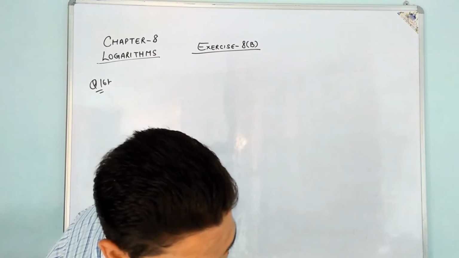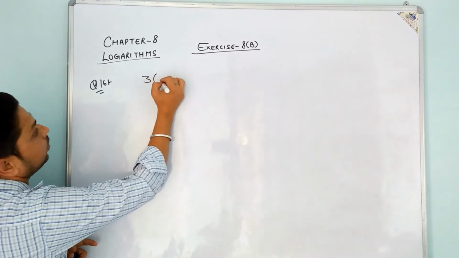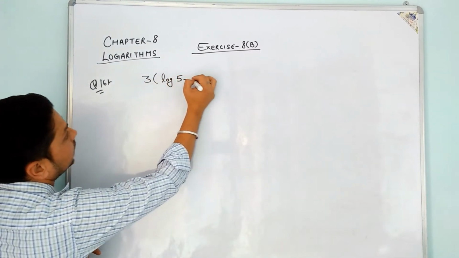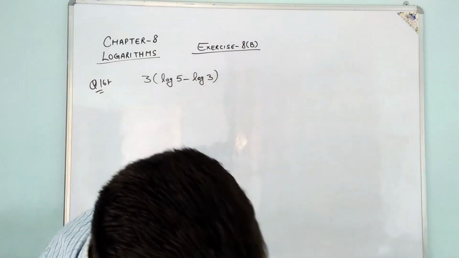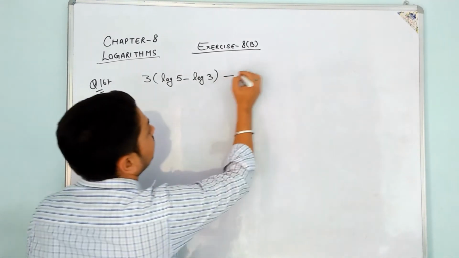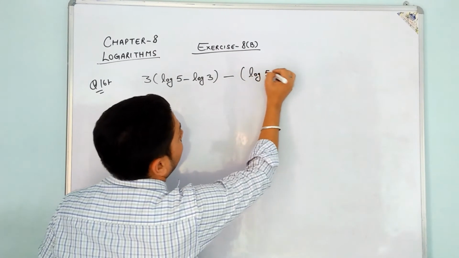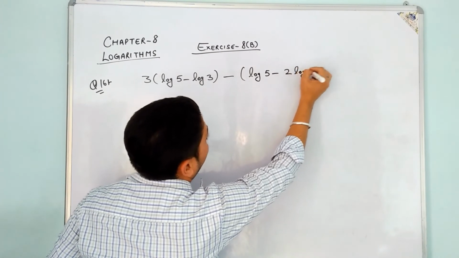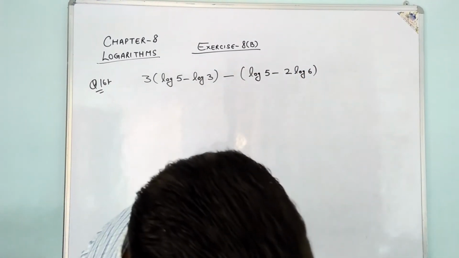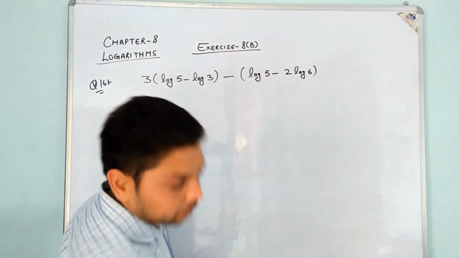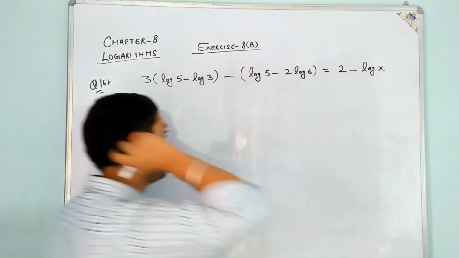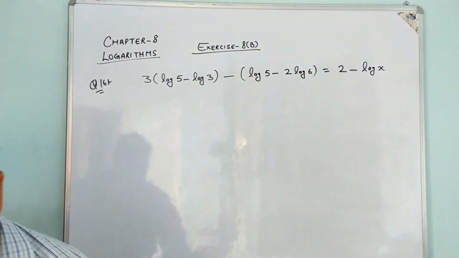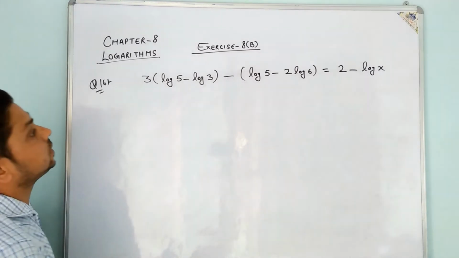3 times log of 5 minus log of 3, minus log of 5 minus 2 times log of 6. This is equal to 2 minus log of x here. Okay, here we have this term here.